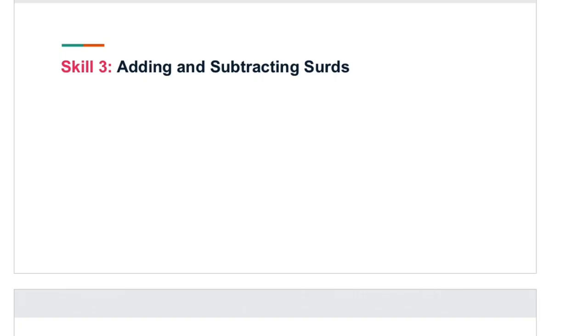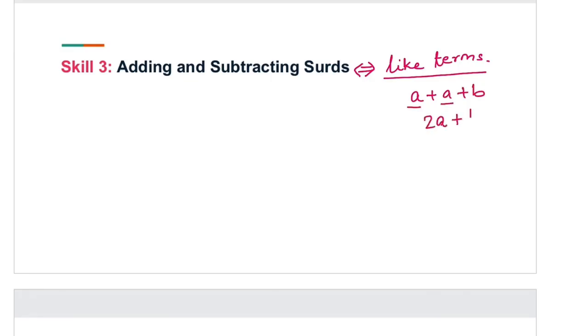When we are adding and subtracting surds, we need to make sure that we are treating them as like terms. Right? What that means is, in like terms, when you have a plus a plus b, let us suppose you're simplifying that, you can only add a and a together. That becomes 2a, and b is a different variable, so it stays separate. Same rule applies when adding surds.